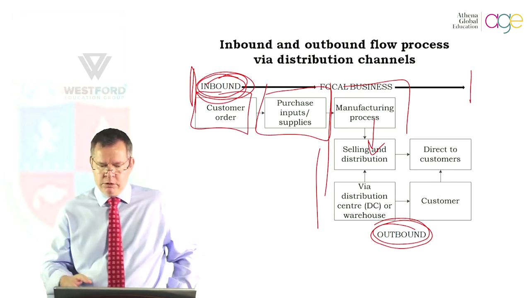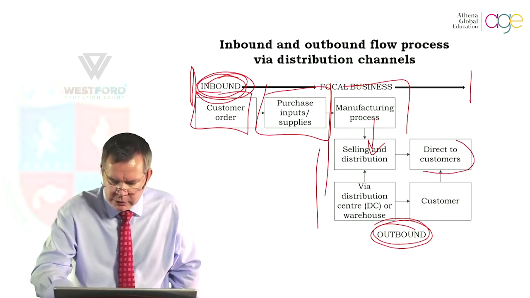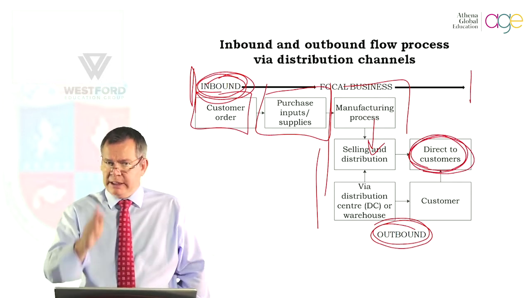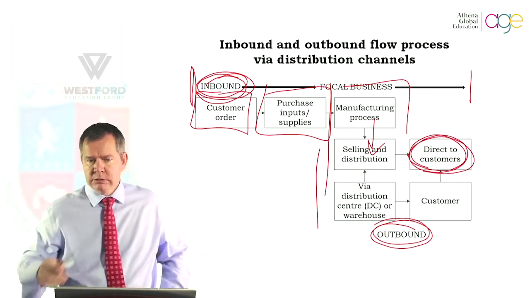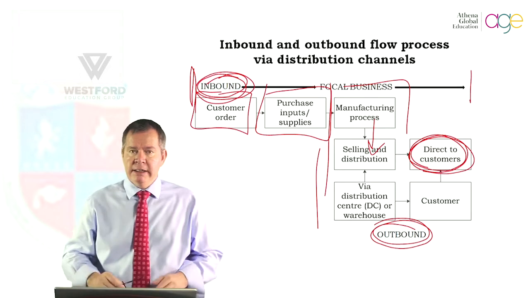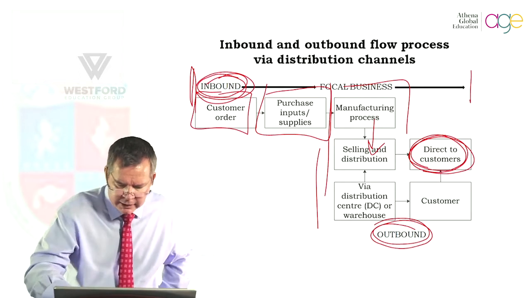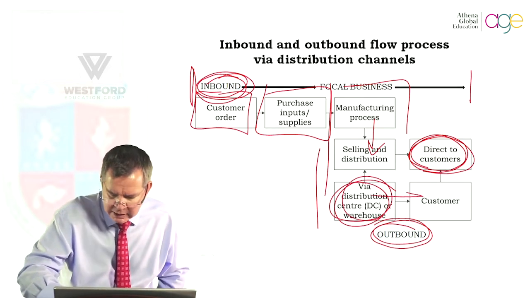The outbound would be outbound. Now it goes either directly to the customer. That's one way of outbound. The other is it might go via a distribution center or warehouse and then go to the customer.